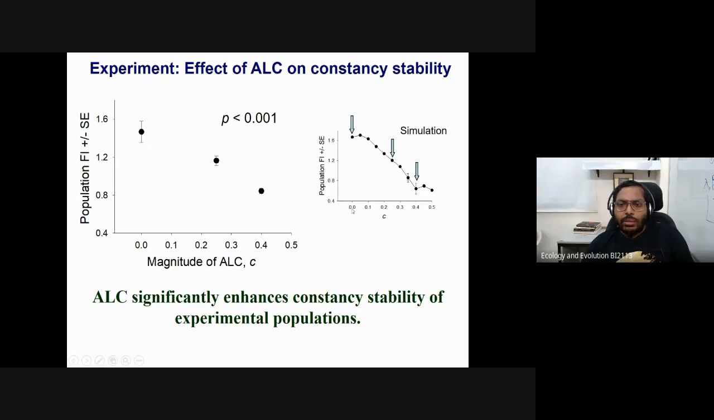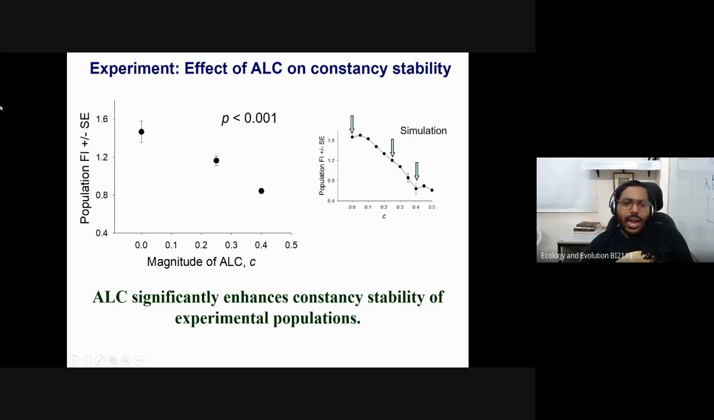So as you can see, the simulations are predicting that as we increase the value of C, so this is 0, this is 0.25, and this is 0.4, the fluctuation index is supposed to fall. Now you can see why we chose these two values, 0.25 and 0.4, because our simulations suggested that we should be getting a very nice gradation between them.